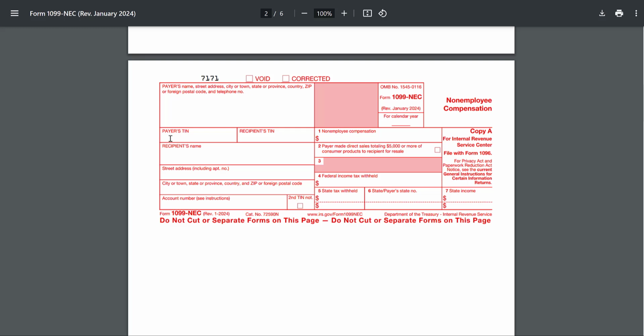Payer's TIN. TIN stands for tax identification number. Okay, so if I own a business, I probably have an EIN, an employer identification number. If I have an EIN, my payer's TIN is my EIN. If I don't have an EIN, there are some sole proprietorships that don't have an EIN, your social security number is your payer's TIN. Now, I highly, highly, highly suggest you get an EIN for you personally. You can go to the IRS website and get that. I don't recommend putting your social security number on a 1099, okay?